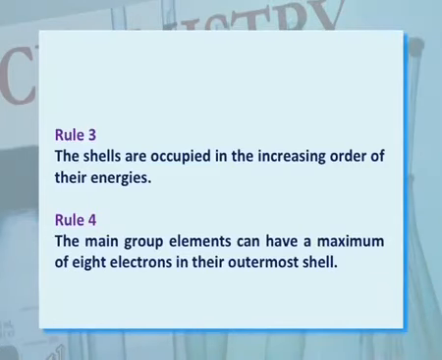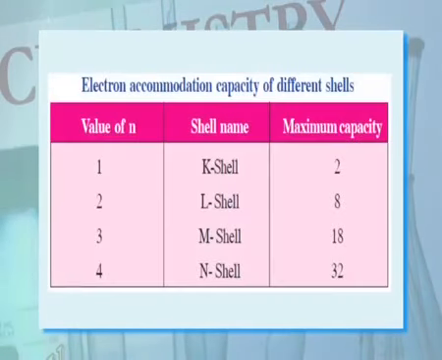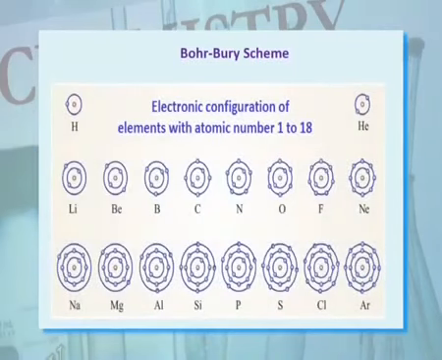This table indicates the maximum electron capacity of a particular shell, the K shell, L shell, M shell and N shell, as per the formula. They contain 2, 8, 18 and 32 electrons. This is the representation of electrons filled in different orbits in the different elements.